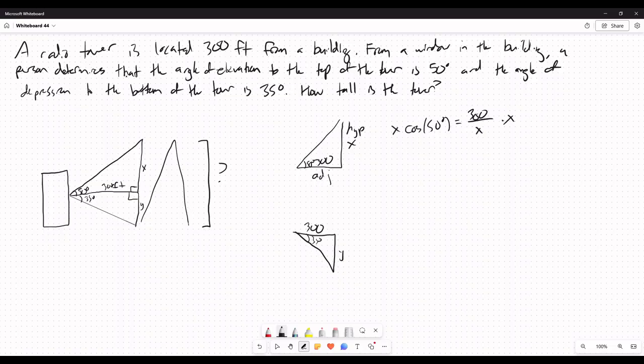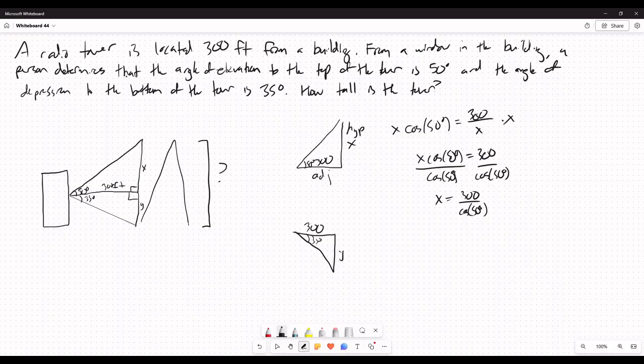I can multiply x to both sides. We get x times cosine of 50 equals 300. And lastly, I can divide cosine of 50 to both sides to get x equals 300 over cosine of 50. So just to review, I drew some triangles. I looked at just the top triangle, and I found that this length was x.